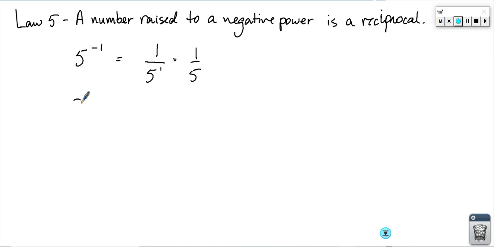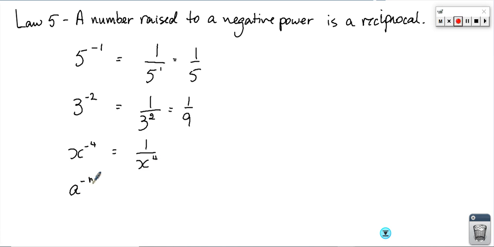If I have 3 to the power of minus 2, for example, the negative power is 1 on. So that's 1 on 3 to the power of 2. And 1 on 3 to the power of 2 is 1/9. So if I have x to the power of minus 4, that means 1 on x to the power of 4. And if I have a to the power of minus m, that means 1 on a to the power of m. So that is the negative power.